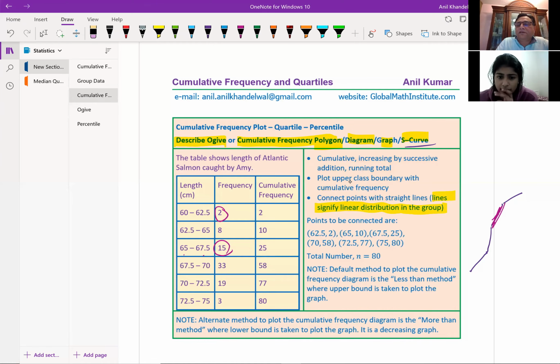When I'm drawing the straight line, it will signify linear distribution in the group. So all 15 are actually linearly distributed between 65 and 67.5. If I say there's only one element, I'll assume it to be in the center. The value of that element will be the average of 60 and 62.5. It'll be 61.25. You get my point? So I can now assign a value very accurately by the assumption that they are linearly distributed in the group.